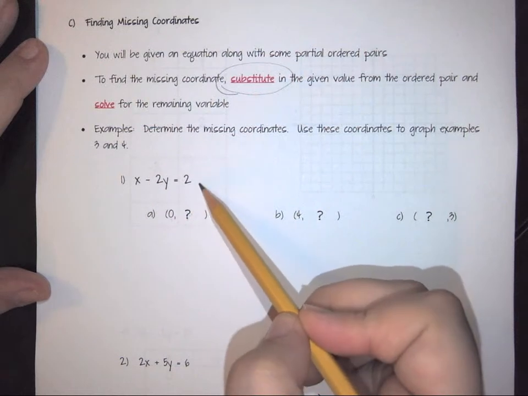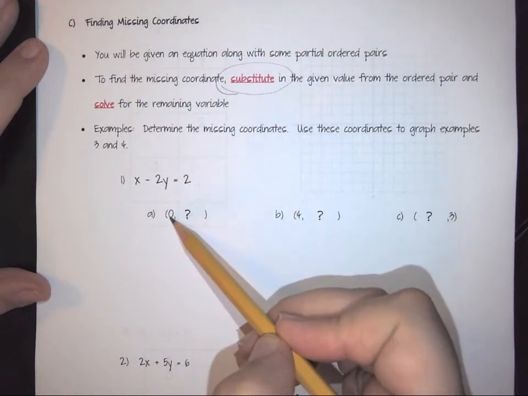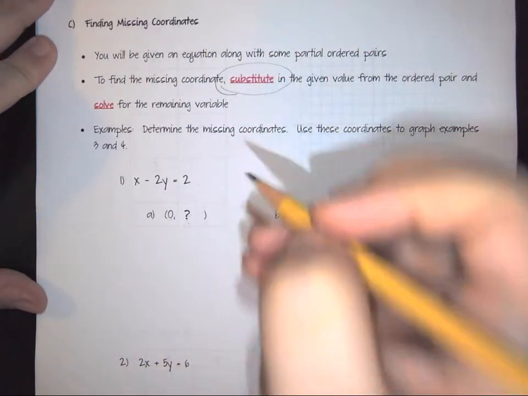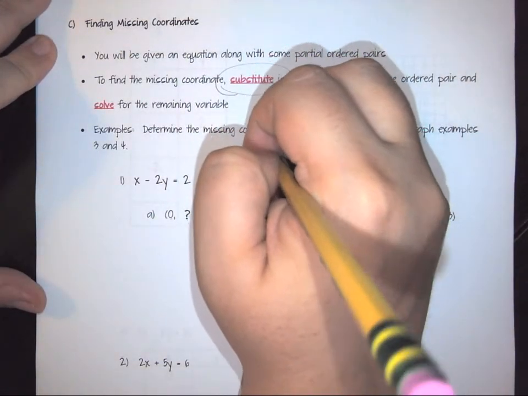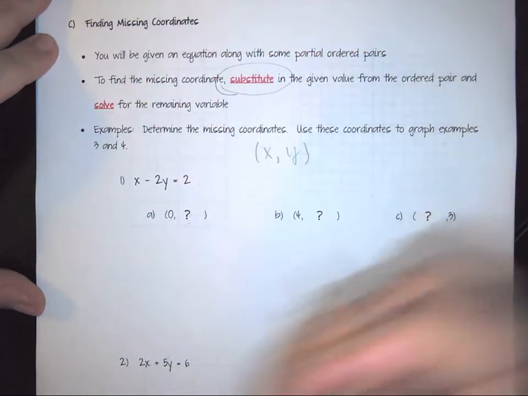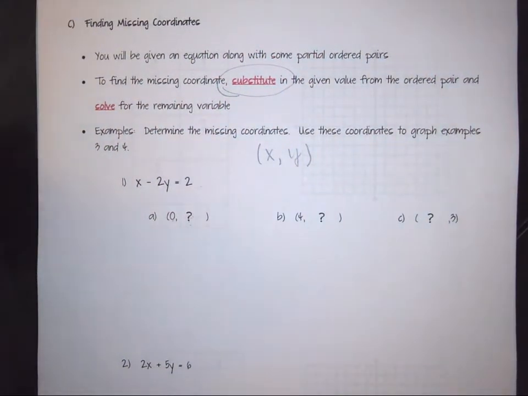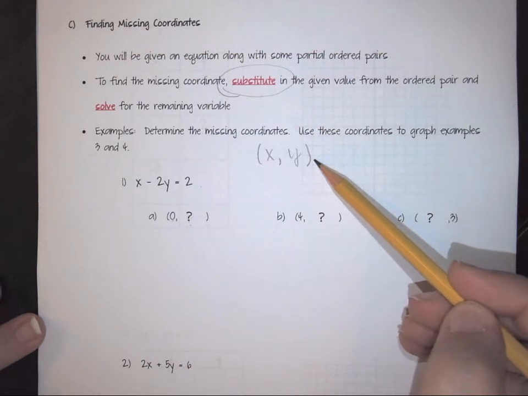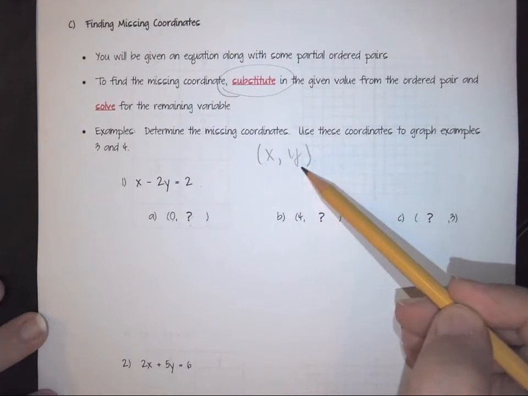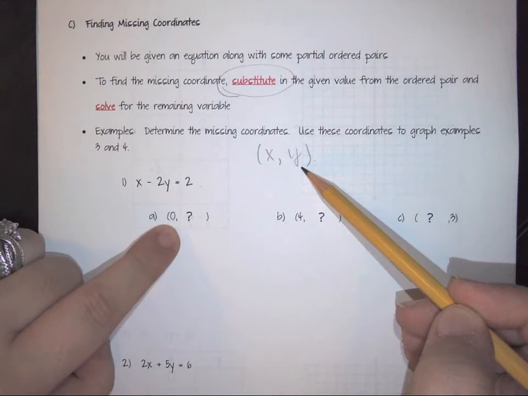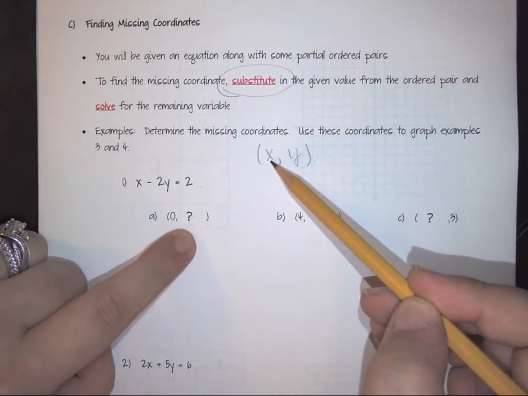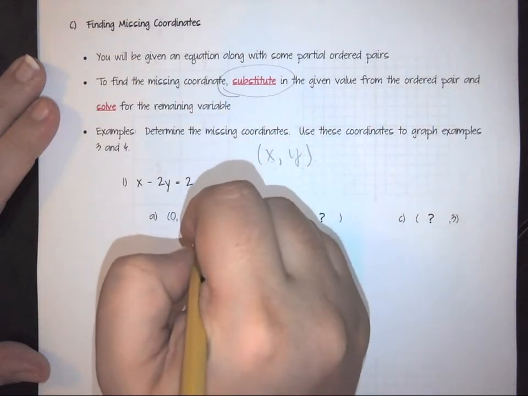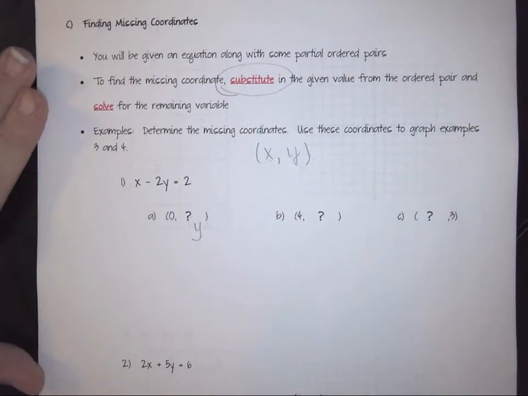So here I have an equation and I'm given the point 0, something. What you have to remember is that all coordinate points are written in the form x, comma, y. So if you're somebody who needs notes while you do math, I would highly suggest you write the basics up at the top, because that's going to help you identify which is missing. So if we look at this first one here, I have a 0, which means I have the x, but I don't have the y. So for this first one, I am missing the y value.